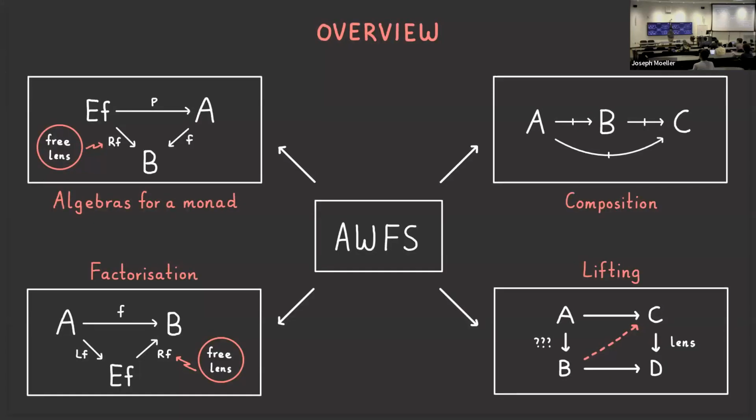And finally, we get some canonical notion of composing algebras for a monad when that monad arises from an algebraic weak factorisation system. So really the talk is about introducing this technology, which is this algebraic weak factorisation system, and using it to solve these problems that have sort of been lying in the background of this notion of delta lens.